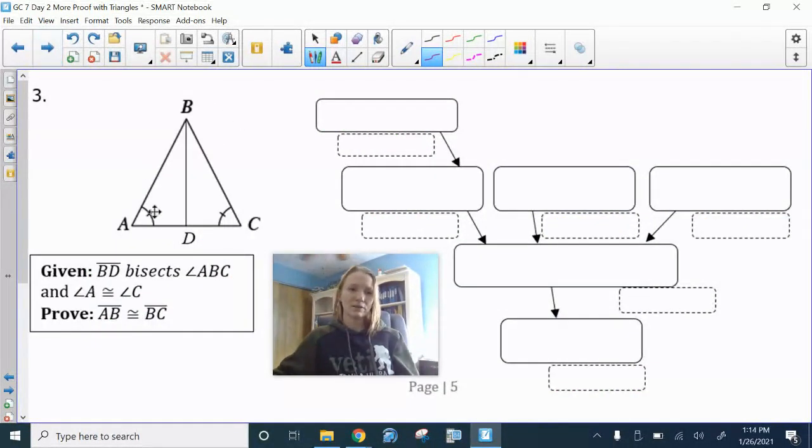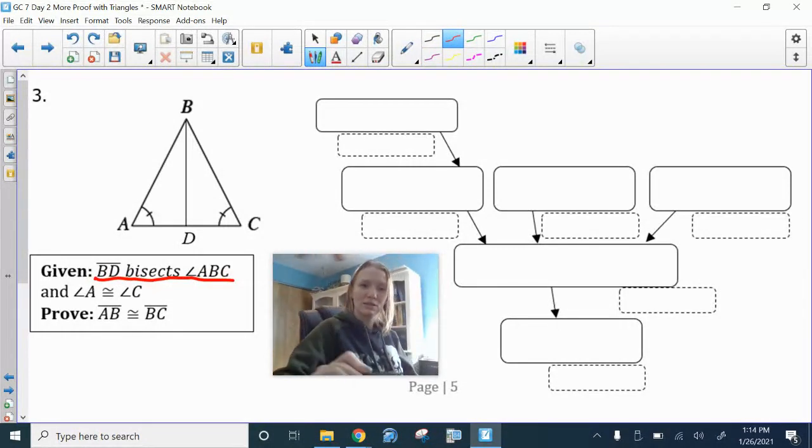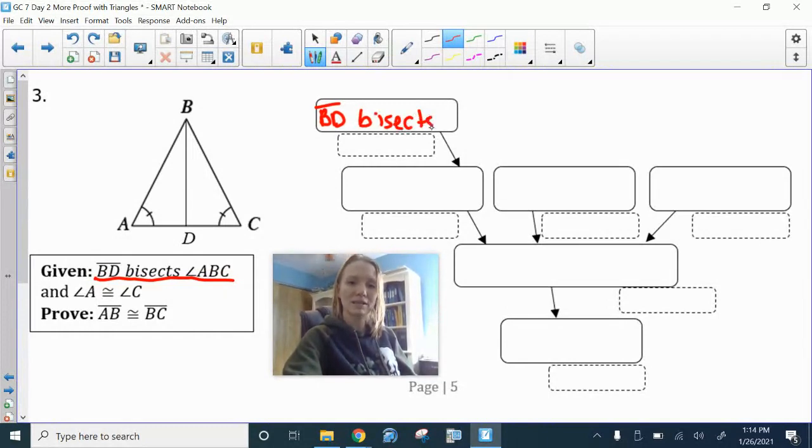So our next one, different triangle, same kind of stuff though. We've got some pieces that are given that don't actually say congruent, but it's going to give us some congruence. So let's start with that. BD bisects, so that's something from our last test that we talked about, angle ABC. That was given to us. What does that mean? BD bisects means it cuts in half angle ABC.